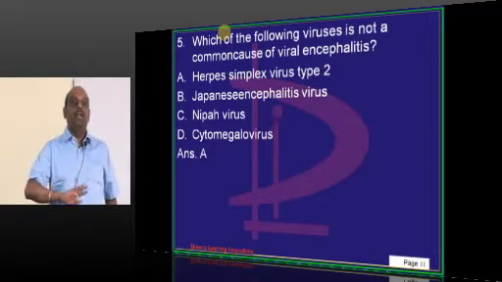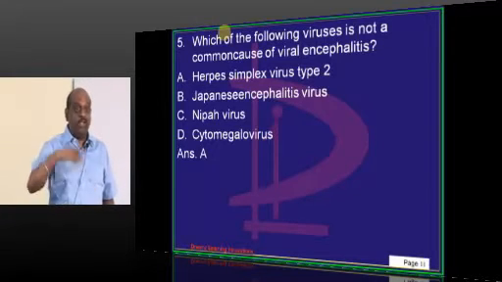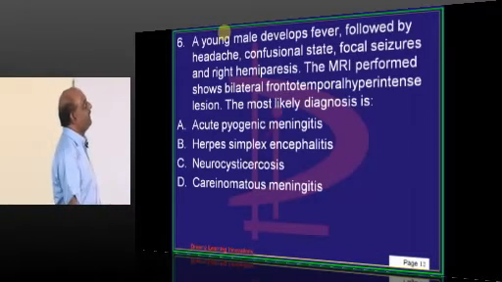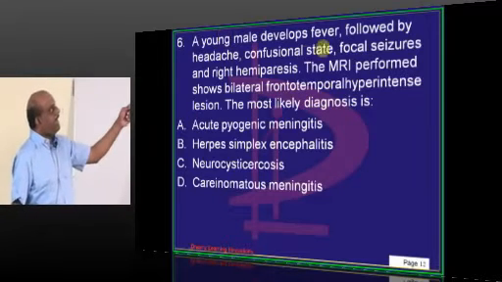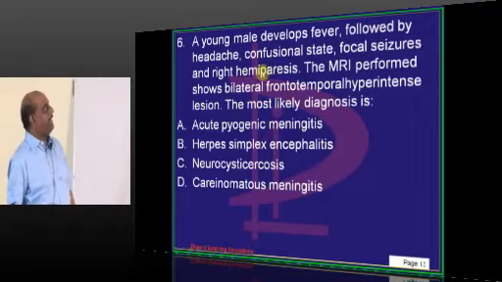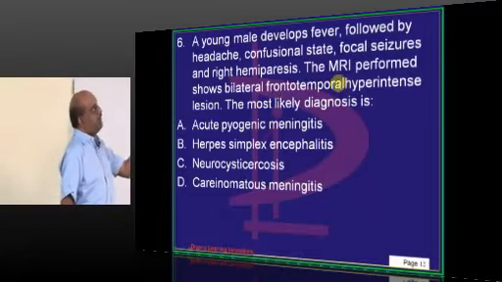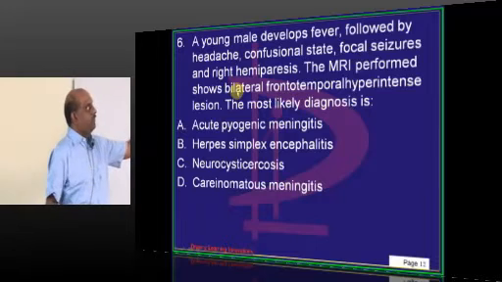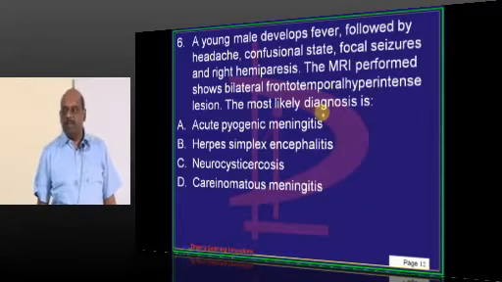But what is the rule? HSV1 is above the belly involving brain. HSV2 is below the belly involving genitals. Is a classical point which you should not forget. Young male develops fever, headache, confusion, focal seizures, frontotemporally hyperintense lesion is found on MRI. Frontotemporally, very important clue. What is the most likely possibility if you find bilateral frontotemporal hyperintense lesions?